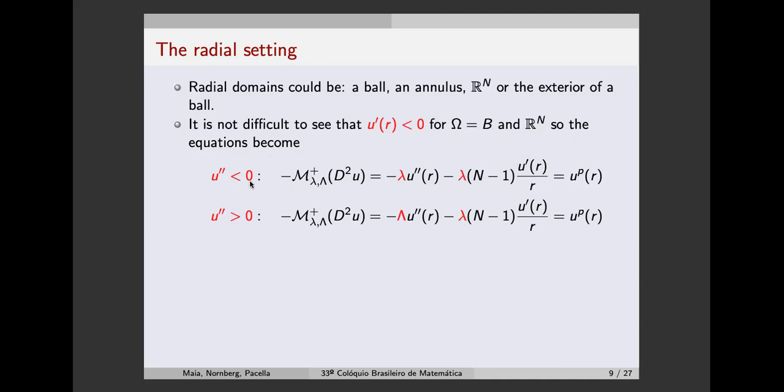For u'' negative, this is going to be the small lambda multiplying this negative eigenvalue. And for u'' positive, the Pucci's operator is going to be big lambda multiplying this positive eigenvalue. So we arrive at these two very easy expressions for the Pucci's operator once we know the sign of the first derivative and the sign of the second derivative of u.